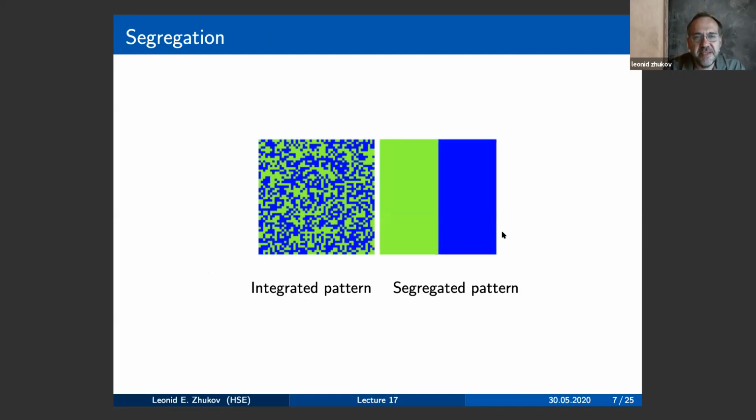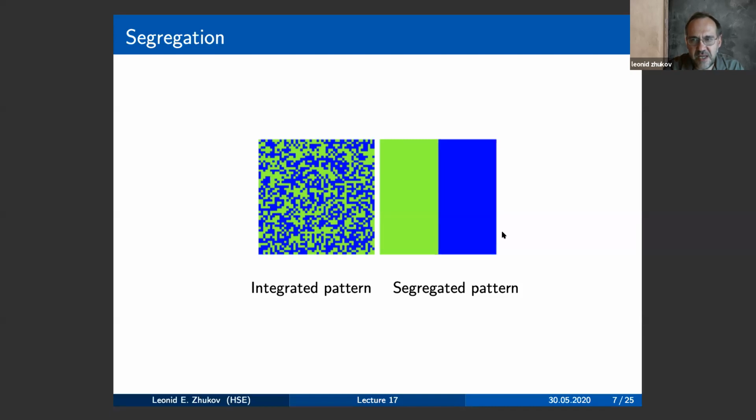Yeah, I think it's easy just to look at this picture. What we see on the left-hand side, if we have two types of agents here, blue agent and green agent, on the left we have an integrated pattern where blue is mixed up with green, and on the right-hand side we have a segregated pattern of behavior.